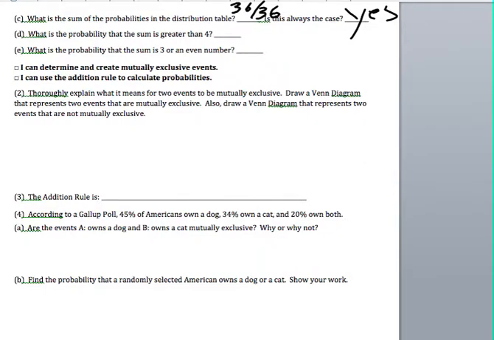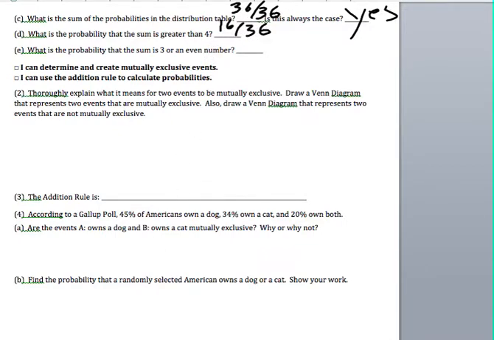D says, what's the probability that the sum is greater than 4? Well, that means either a 5 or a 6 or a 7 or an 8. So we add those probabilities together. We get a total of 16 out of 36.